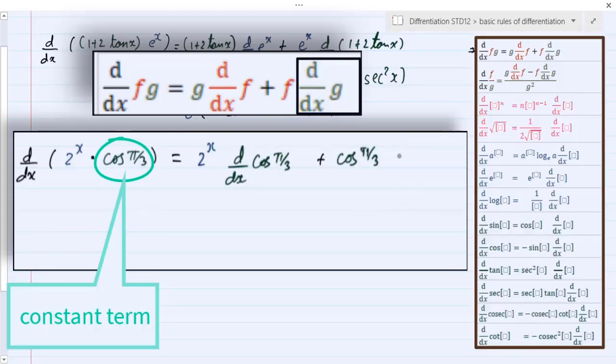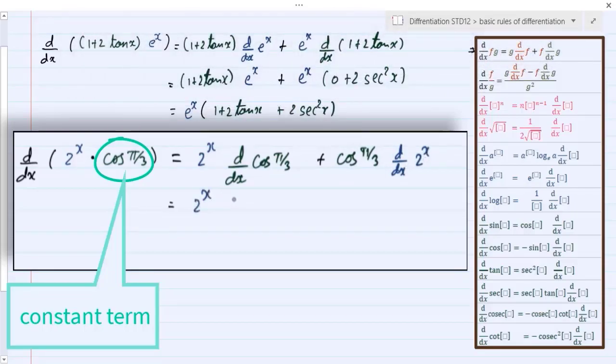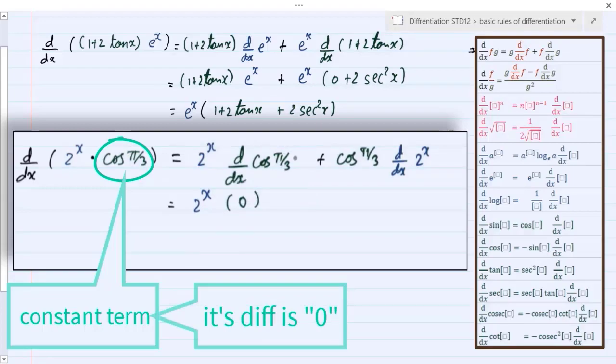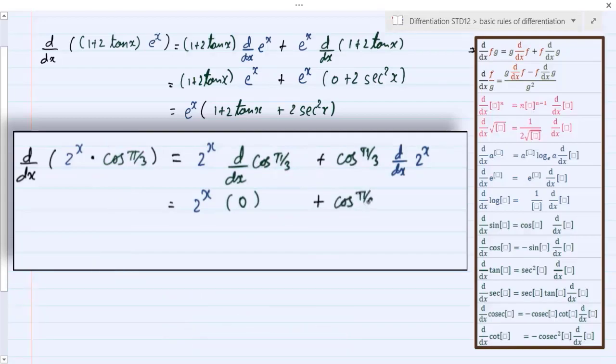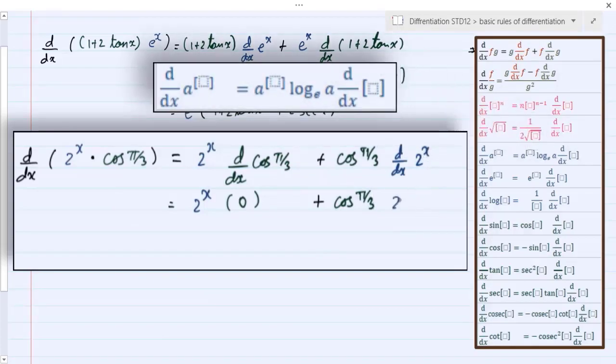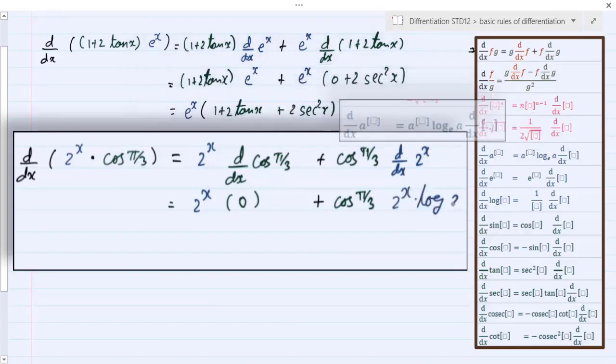We have to differentiate 2 raised to x. 2 raised to x is as it is, as we know. Differentiation of cos pi by 3 is 0 because cos pi by 3 is constant. Differentiation of a constant is 0. In the second term, your cos pi by 3 is as it is, we have to differentiate 2 raised to x into log 2. So your first term will become 0 and your final answer is cos pi by 3 into 2 raised to x log 2.